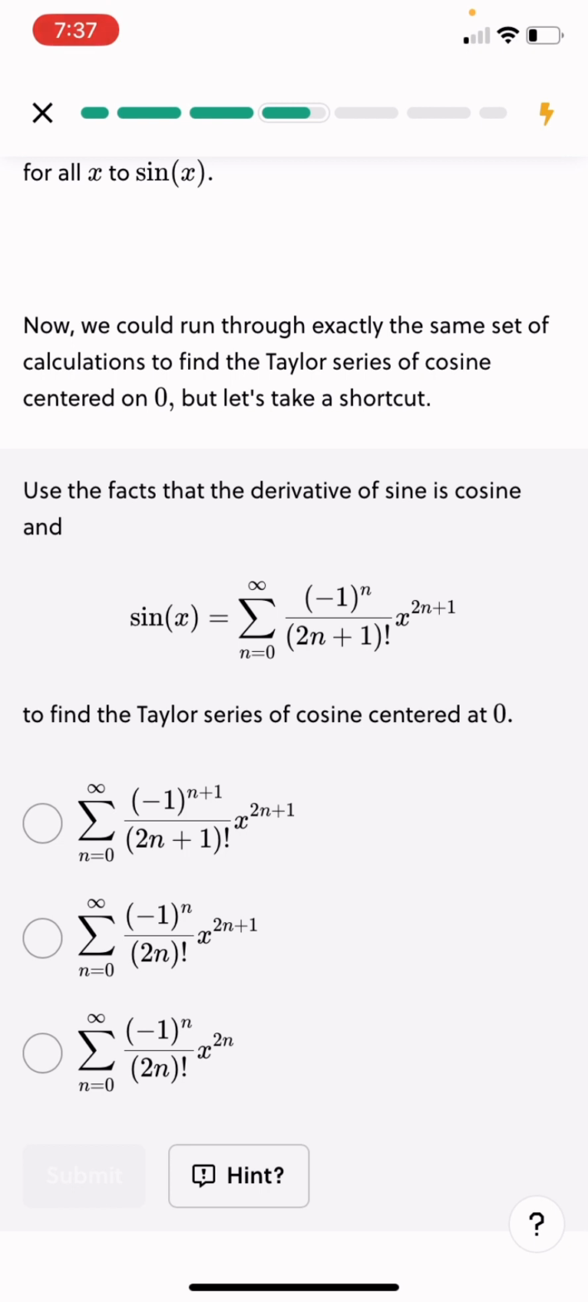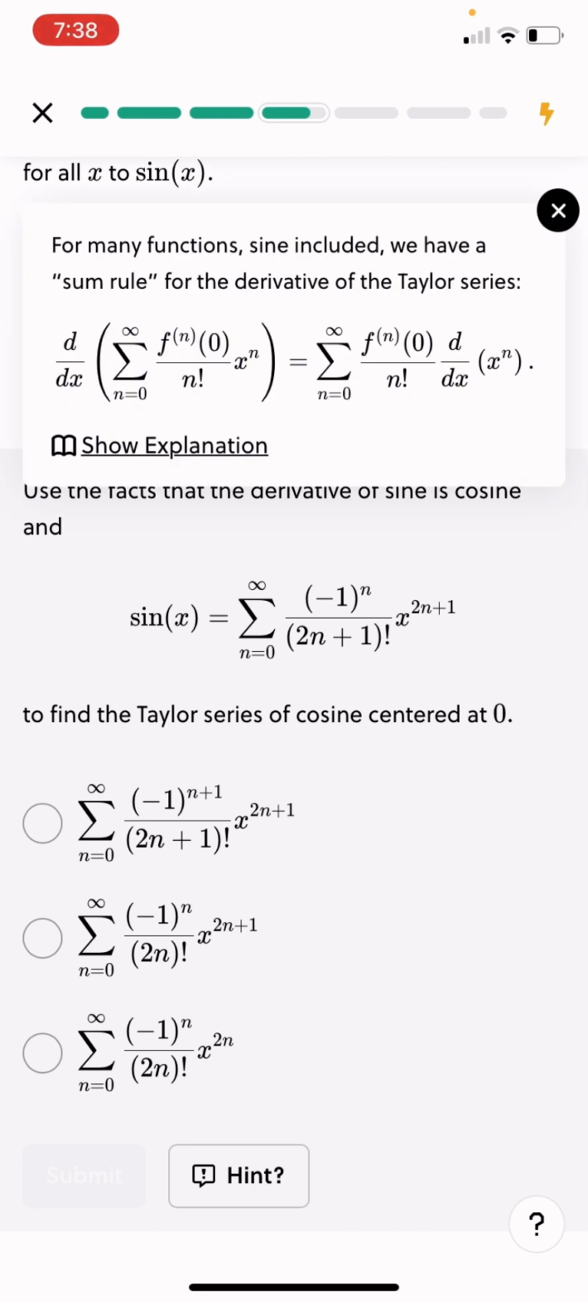Now we could run through exactly the same set of calculations to find the Taylor series of cosine centered on 0, but let's take a shortcut. Use the fact that the derivative of sine is cosine to find out the Taylor series of cosine centered at 0. So we're doing sin x equals the infinite sum, n equals 0. So let me see if there's any hints. Here's a hint. If you want to pause it, try to do it yourself, you can too.